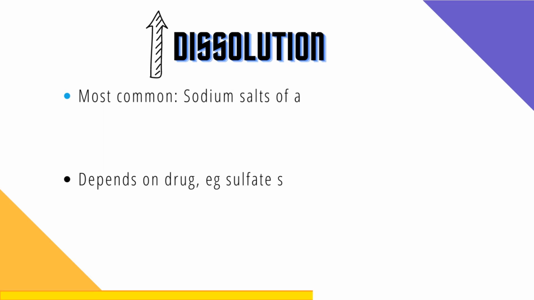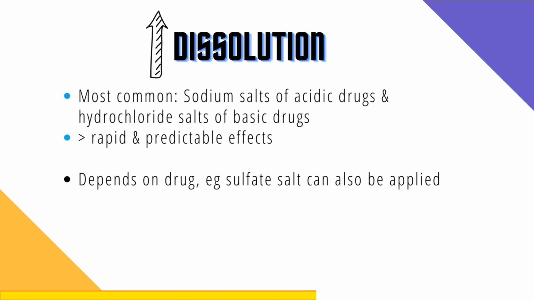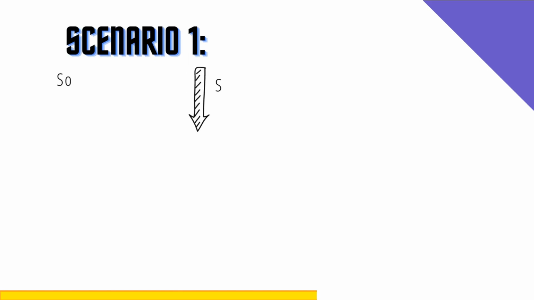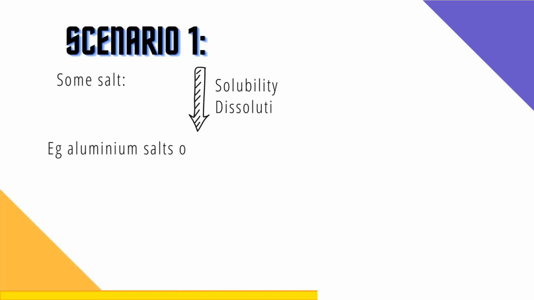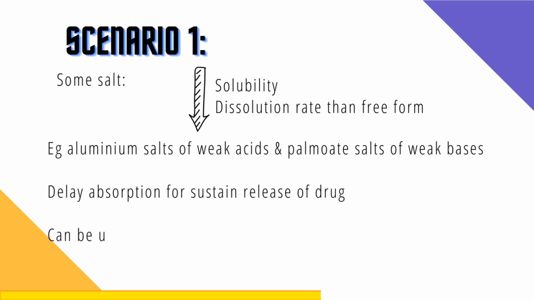The most common form of salts are sodium salts of acidic drugs and hydrochloride salts of basic drugs, where they produce fast and predictable effects. Other salts such as sulfate salts can also be applied. However, there are some salts that actually reduce the solubility, such as the aluminium salts of weak acids and palmoate salts of weak bases. Therefore, they can be used in different scenarios to form tablet coating for sustained release of drugs due to the delayed absorption.